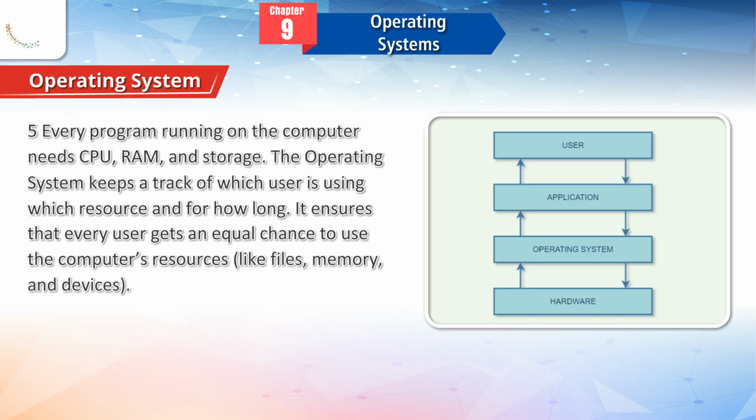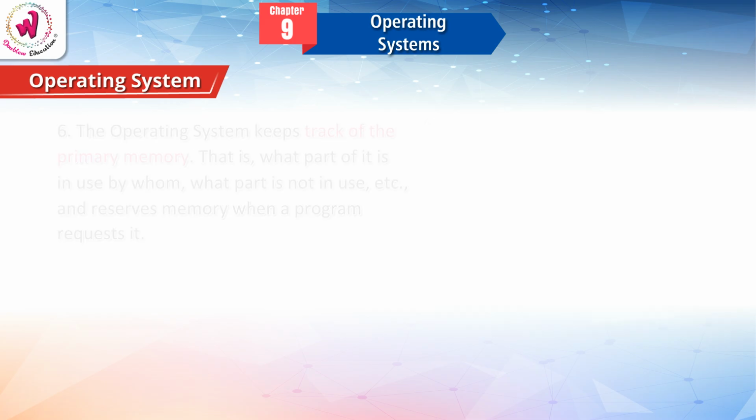5. Every program running on the computer needs CPU, RAM, and storage. The operating system keeps track of which user is using which resource and for how long. It ensures that every user gets an equal chance to use the computer's resources, like files, memory, and devices.